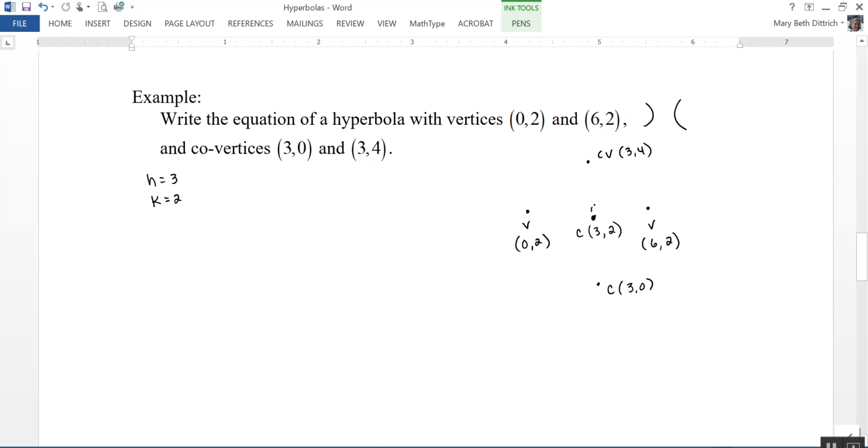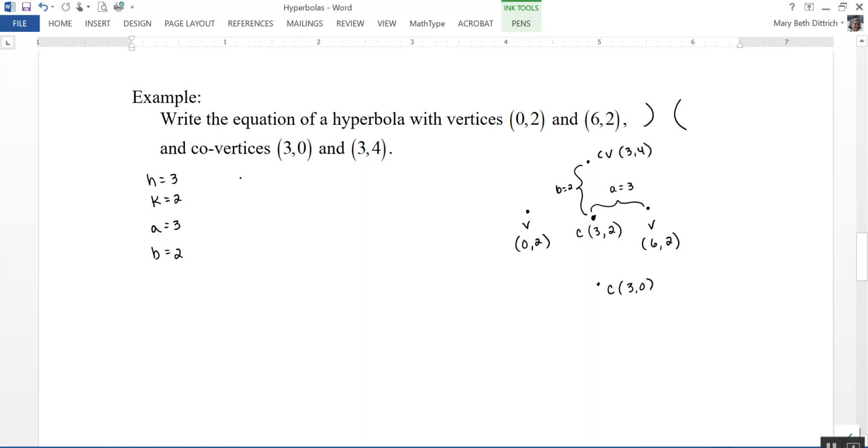This distance here is going to be a, and that's 3 units. This distance here from a covertex to the center is going to be b, and that's 2 units. And I don't need c. I think I have all the information I need.